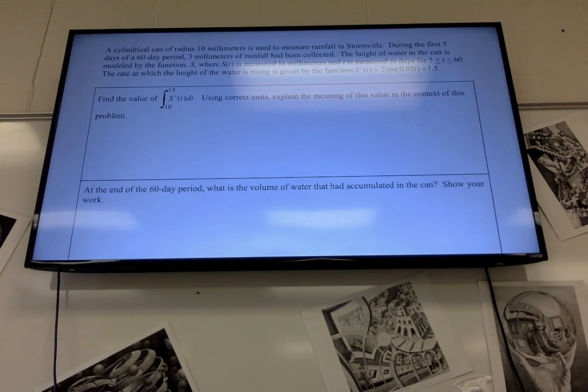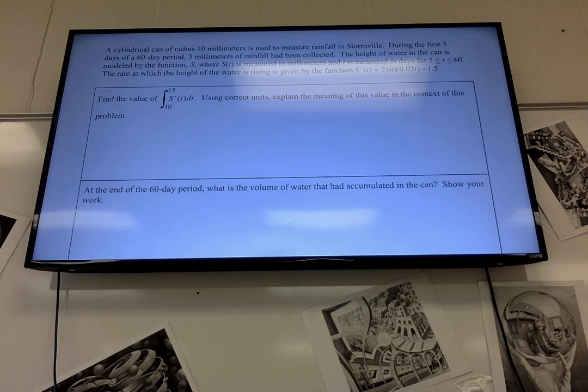So it's used to measure the rainfall in Stormville. A can is used to measure. Well, it's not going to fill up 10 milliliters. Good Lord, you're going to have a flood if it does. A 100 millimeter diameter can. No, 10. That's a radius. No, it's not. Yes, it was 100 millimeter diameter. Okay, how do you go from radius to diameter? You square the radius. No. It's times 2. Radius is half the diameter.